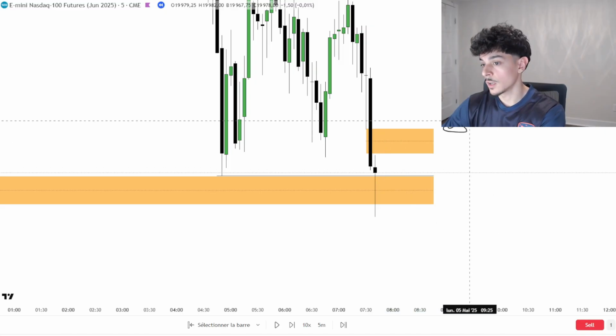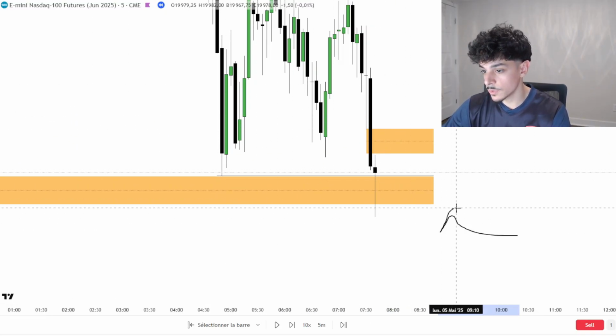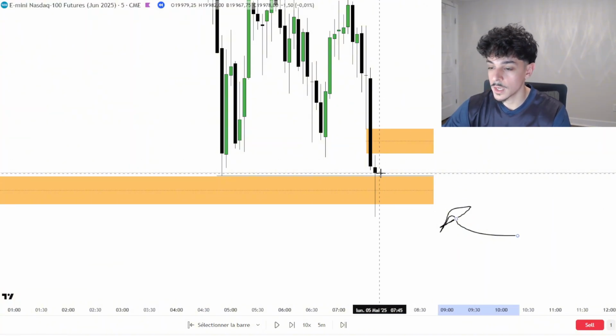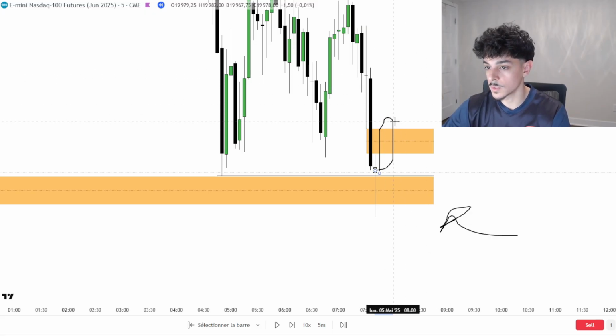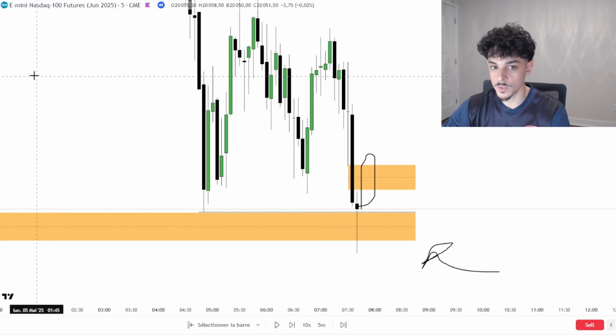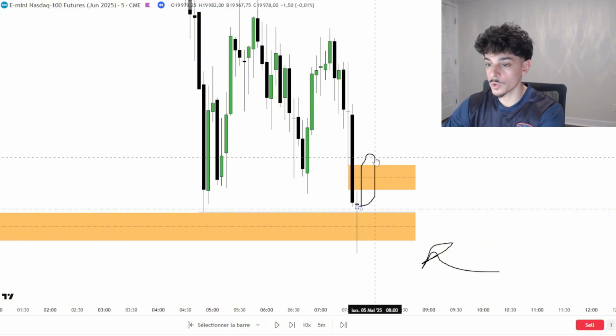But right here, a good sign of a potential reversal is when you sweep a low, you tap into that 15-minute zone, so the 15-minute fair value gap, and then you inverse this 1, 2, 3, or 5-minute gap to the upside. And what do you want to see? You want to see price trading back to an internal high for a one-to-one risk to reward.